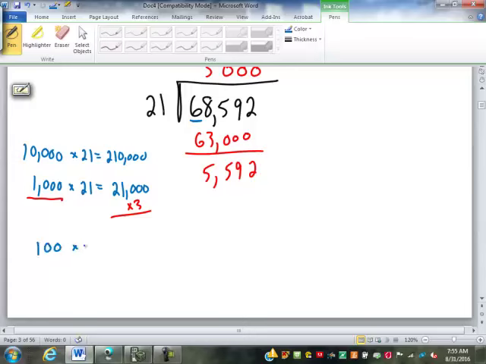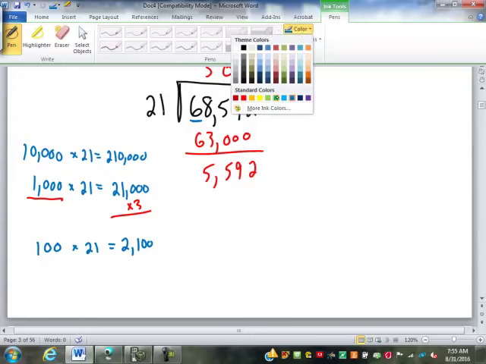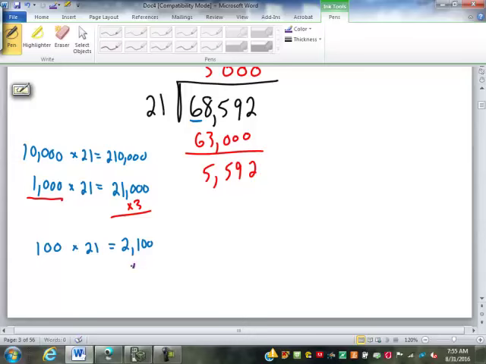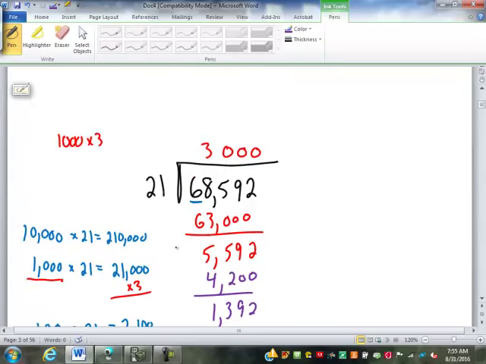So the next place value is 100. 100 times 21 is 2,100. Can I subtract that from what's left? Yes, I can. In fact, I'd say twice. 2,100 times 2 is 4,200. That leaves me with 1,392. So again, I just subtracted a bundle of 100 twice. So that's 100 times 2, or 200 21s.